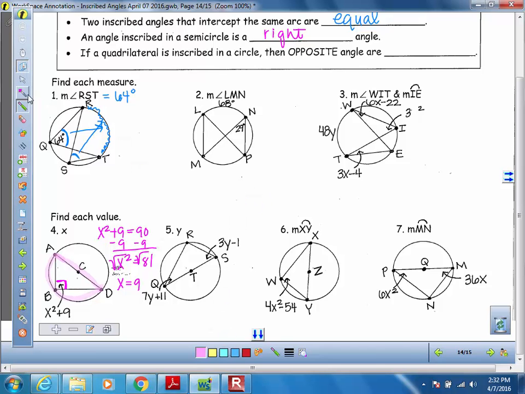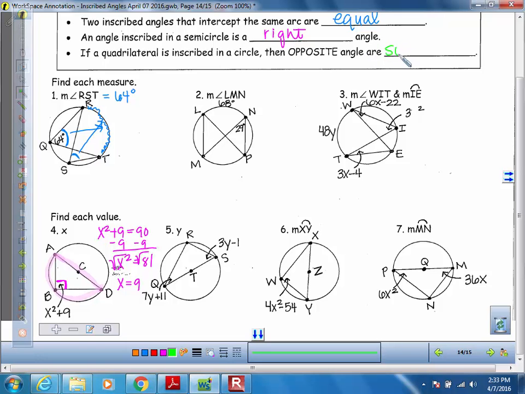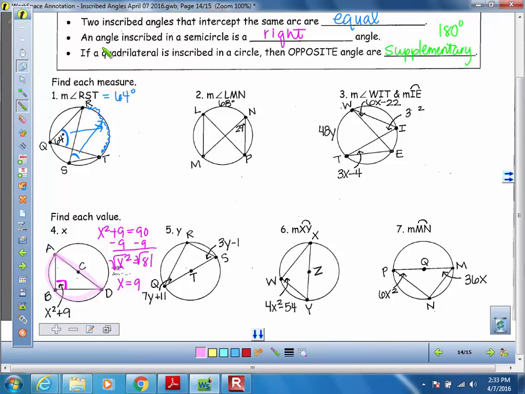Now, the last thing that I want you to know is that if a quadrilateral is inscribed in a circle, then the opposite angles are supplementary. If you remember, that means they add to 180. Do we remember what a quadrilateral is? Yes, it's a shape with 4 sides. I'll show you an example of that in just a moment. Let's look at number 2 before we move on.